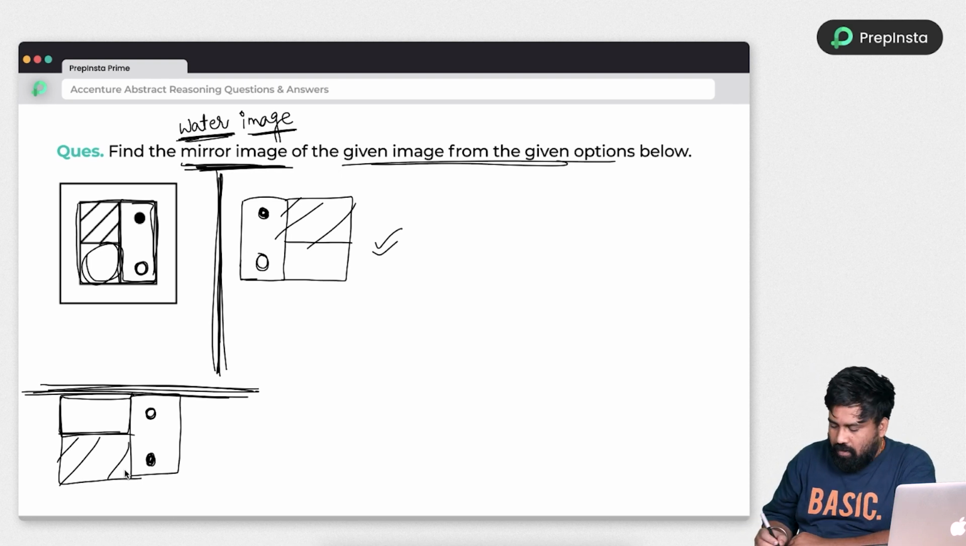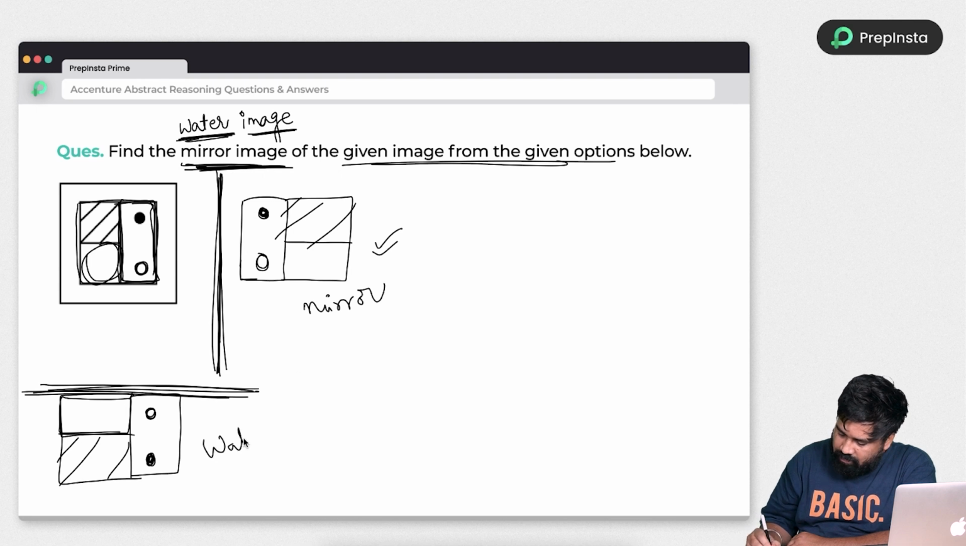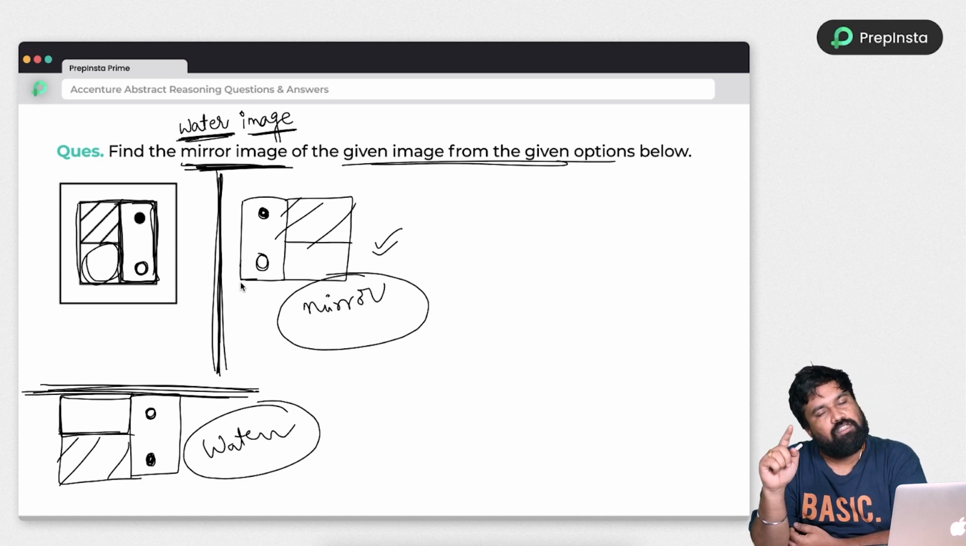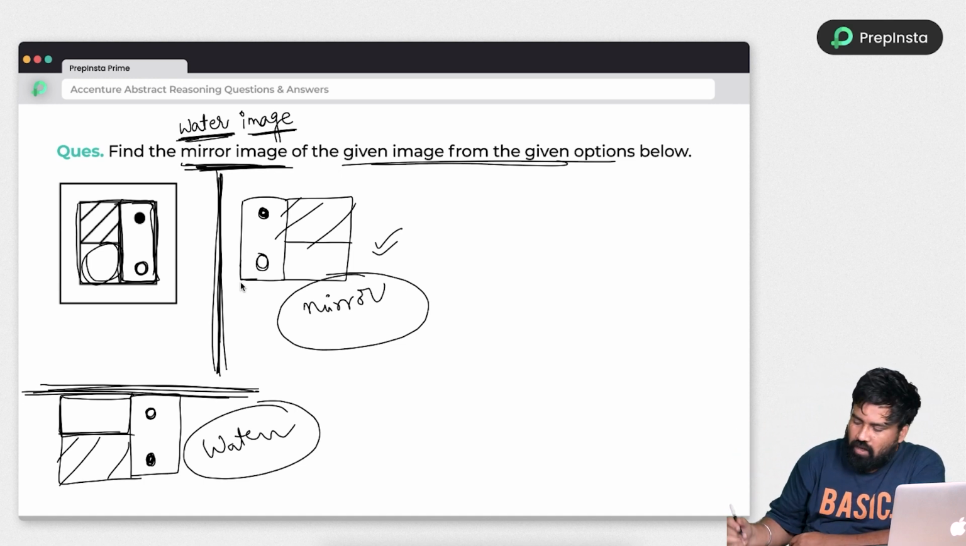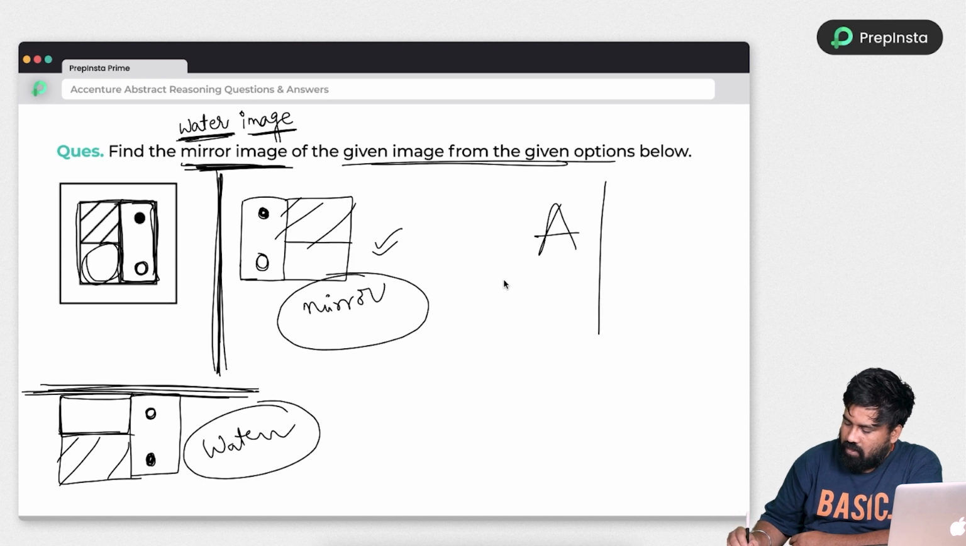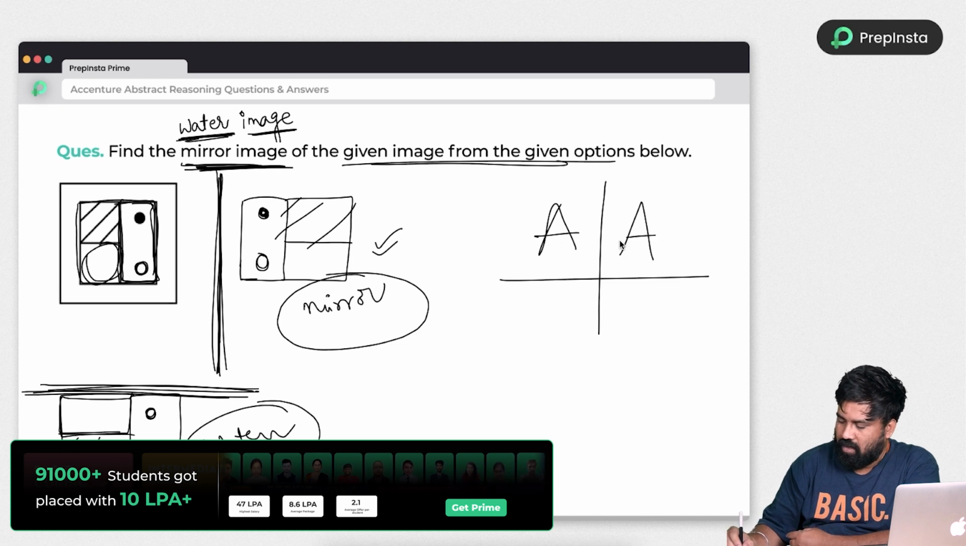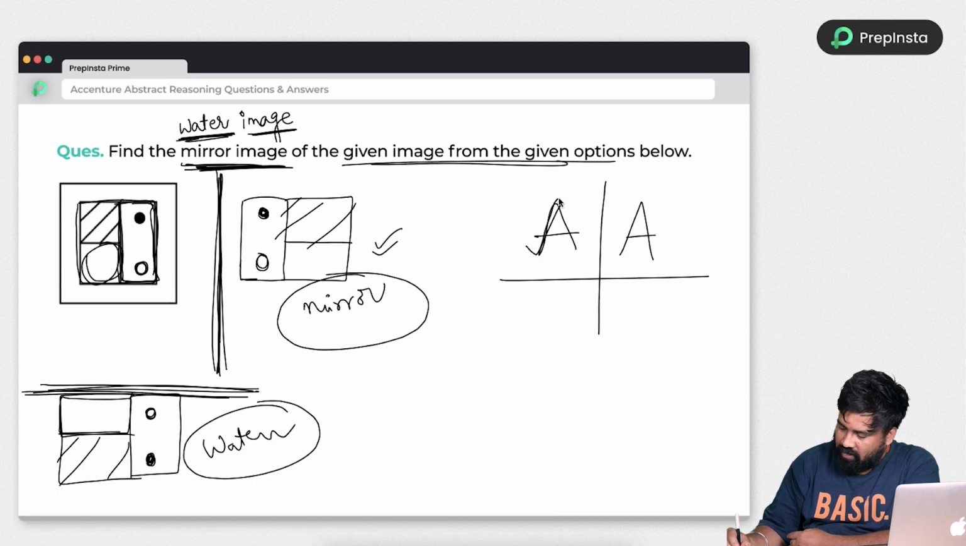How it is shifting. Remember, see here the difference between mirror image and water image. So this is what you need to understand. The mirror image answer will be different, the water image answer will be different, but you need to understand how to do it. For example, A: how will A be shifted to the mirror image, which is nothing but the same A. For example, see, here I am writing A like this, okay? Then it will come like this, okay? For example, it is a water image if you want. Very simple.